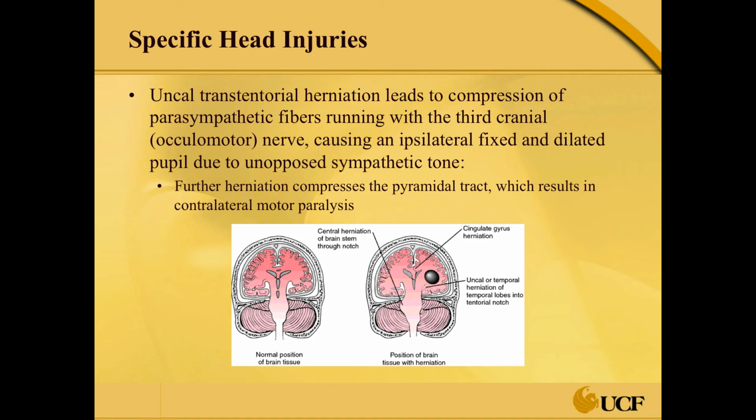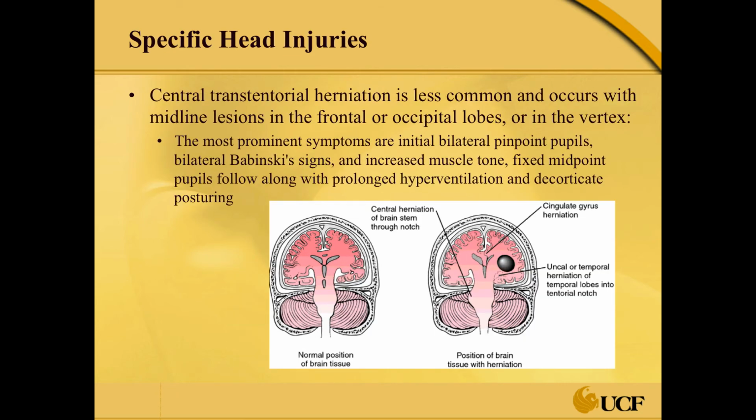Uncal transtentorial herniation leads to compression of the parasympathetic fibers running within the third cranial or oculomotor nerve. So you get an ipsilateral fixed and dilated pupil, and that's called anisocoria. Further herniation compresses the pyramidal tract, which results in contralateral motor paralysis. So if you've got right-sided paralysis, for example, you know that herniation is occurring mostly on the left.